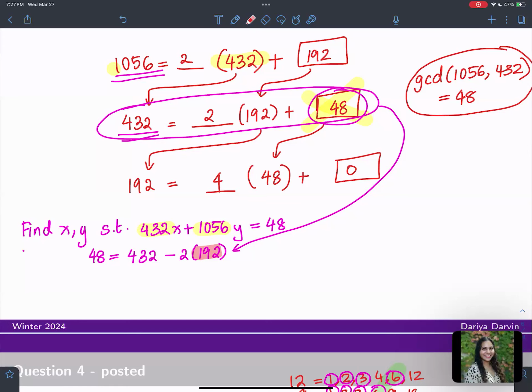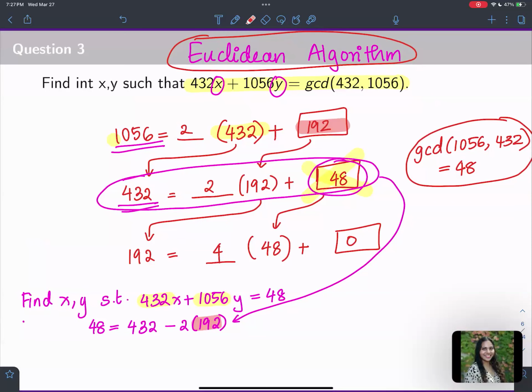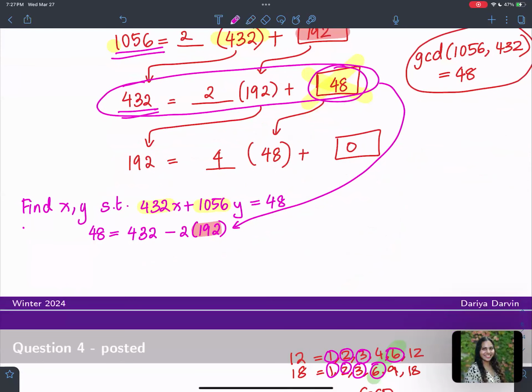You rewrote 48. Now you're going to rewrite 192. If you had more steps, you're going to keep rewriting the remainders. The remainder is always going to get replaced, so you keep going backwards in the steps. Now it's going to be 432 minus 2 times, instead of 192, you have 1056 minus 2 times 432. This is again from this line here. So keep replacing. Here we are done in 2 steps.